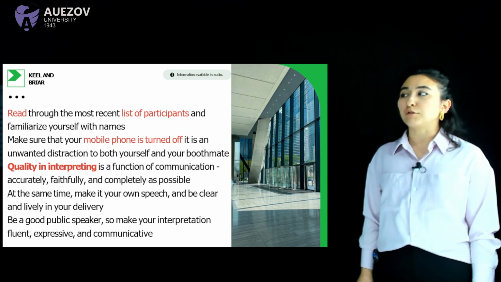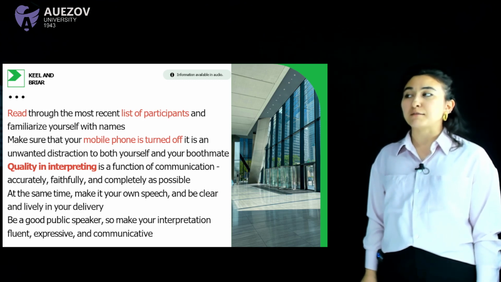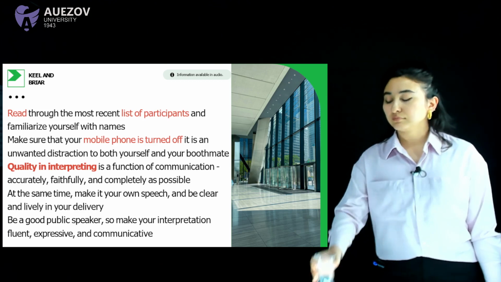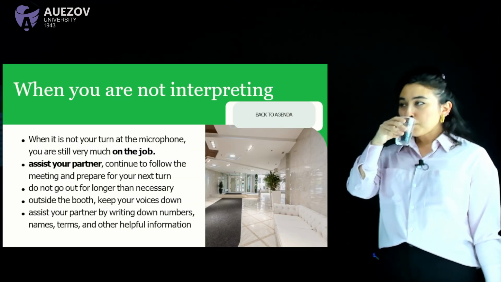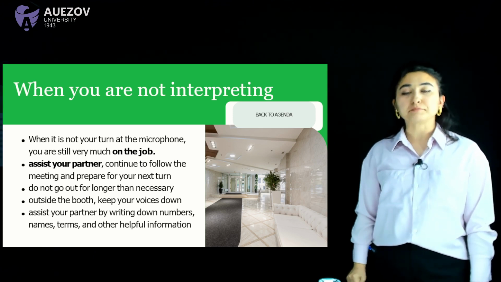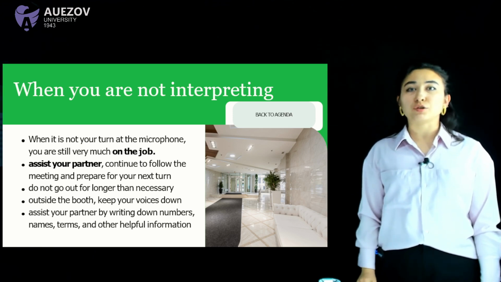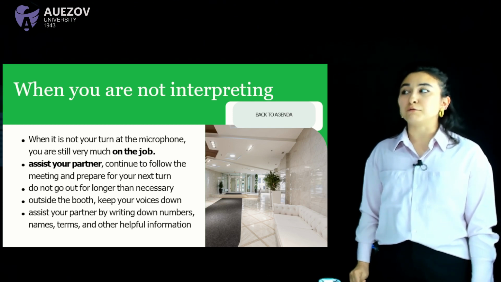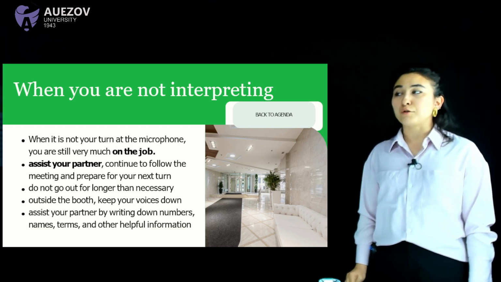Quality is a function of communicating accurately, faithfully, and completely as possible. So when you're not interpreting, you must pay attention to your partner and assist your partner and follow the meeting and prepare for your next turn.